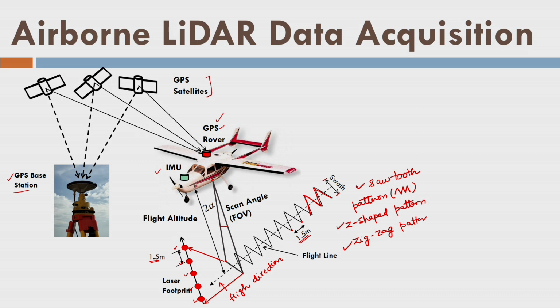So there you can see there are so many lines here, and in each line we have, let us say, 5 points or 5 laser pulses hitting the ground surface, and they are reflected back by the ground surface. And now we are recording the coordinates of each and every pulse point.